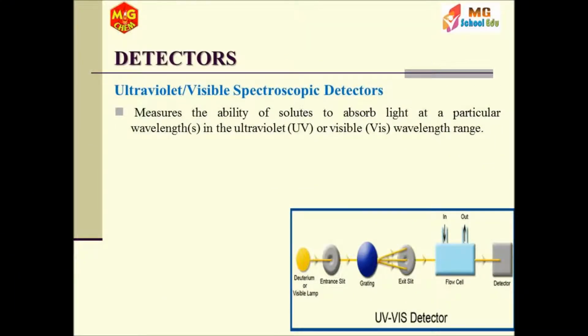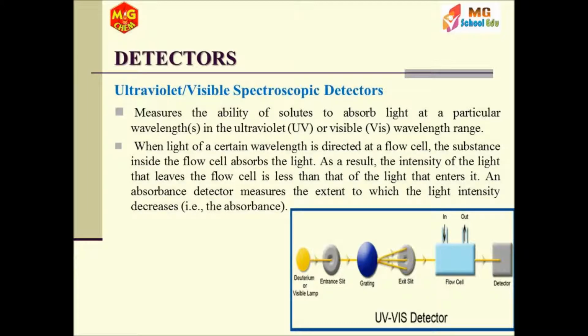Ultraviolet, visible spectroscopic detectors. Measures the ability of solutes to absorb light at a particular wavelength in the ultraviolet or visible wavelength range. When light of a certain wavelength is directed at a flow cell, the substance inside the flow cell absorbs the light. As a result, the intensity of the light that leaves the flow cell is less than that of the light that enters it.